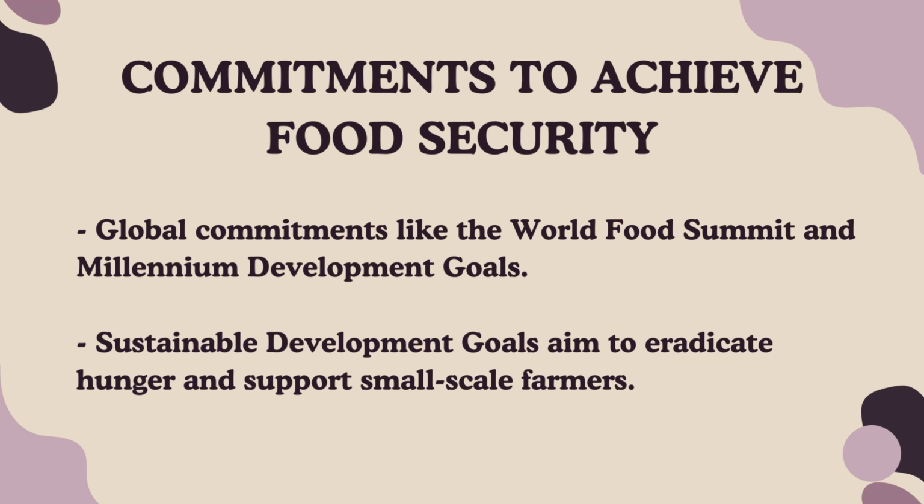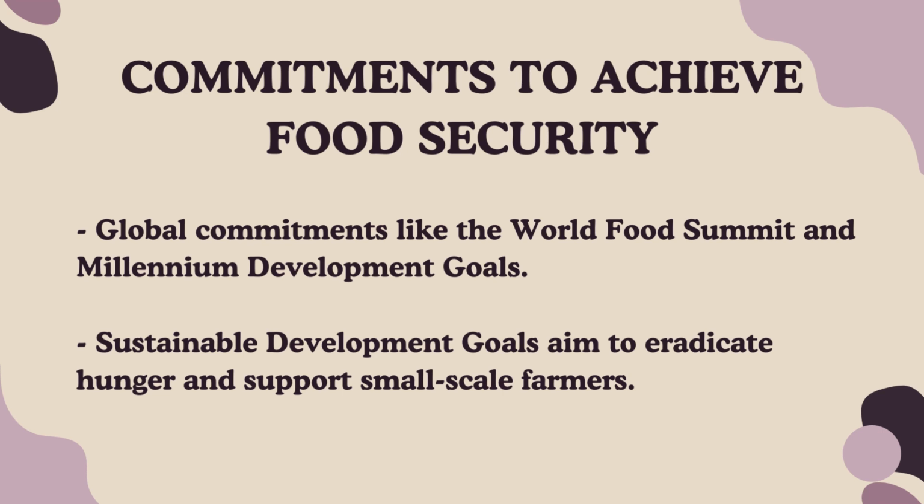Millennium Development Goals, or MDG. The MDG, formulated in 2000, included eradicating extreme poverty and hunger as the first goal. Targets included reducing the number of people living below the poverty line and addressing hunger. 2030 Agenda for Sustainable Development. Adopted in 2015, this agenda includes 17 Sustainable Development Goals, with Goal 2 specifically targeting zero hunger. This agenda guides governments, the private sectors, and civil society in addressing poverty, inequalities, and climate change.